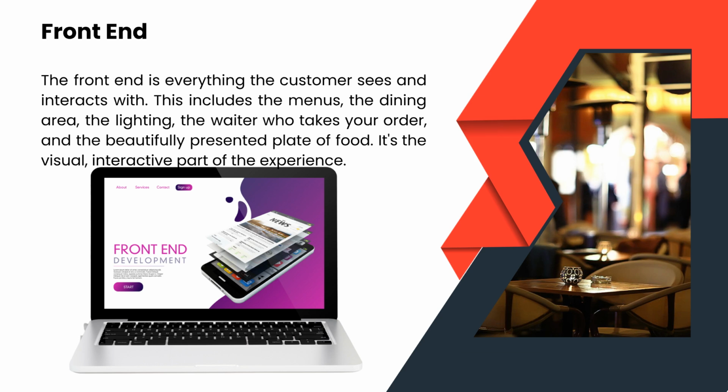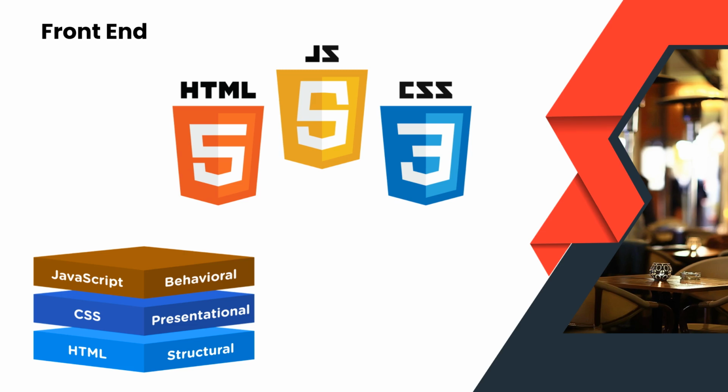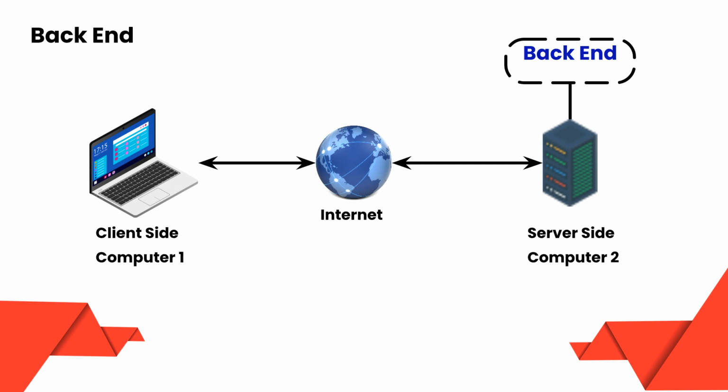The front end is what the user sees and interacts with. It encompasses all visual elements, menus, and the interactive parts of a website or application. Think of it as the display and service area of a restaurant. Front-end development relies on three main components: HTML for the structural layer, CSS for the presentational layer, and JavaScript for the behavioral layer. The back end works on the server side, handling the logic and data.